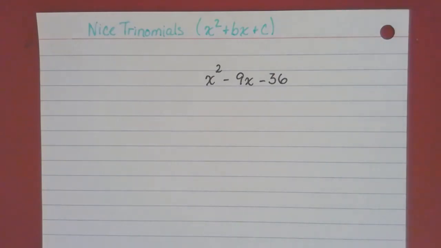So we're going to start by writing our steps. Our first step is always look for a GCF, so the greatest common factor, see if there's something we can pull out of every term. In this case, there isn't. And then we're going to jump to the next step.